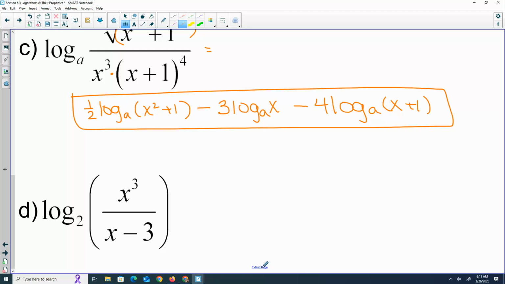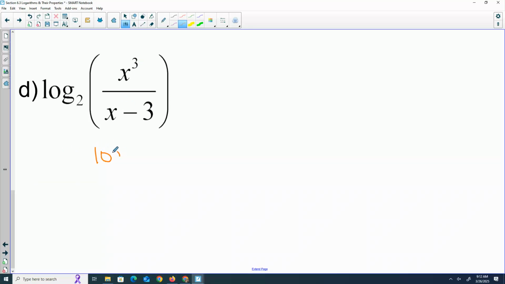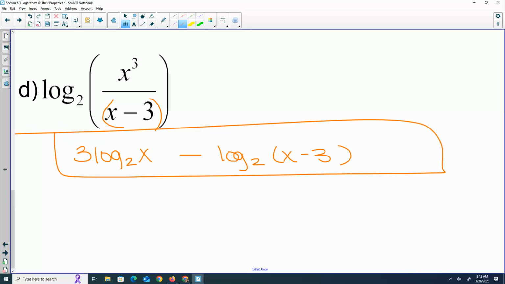D. When I'm looking at this, if we break it apart, we have log base 2 of x to the 3rd, so the 3 comes in front. X minus 3 is on the bottom, so I have to subtract log base 2 of x minus 3 because those are subtracted. I can't break them apart with individual logs. So that's our answer.